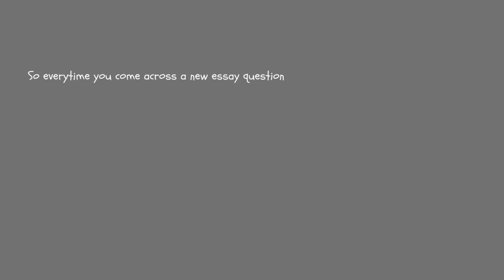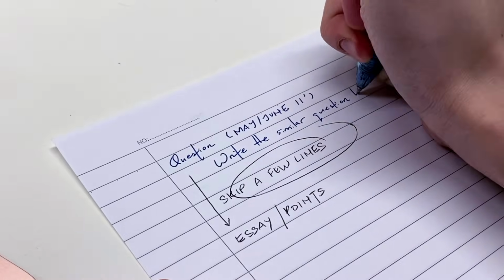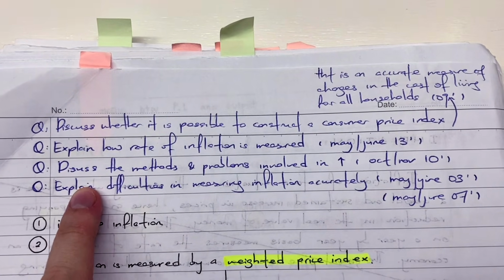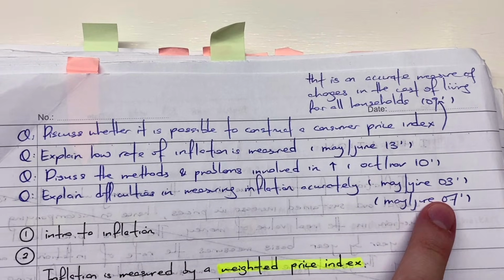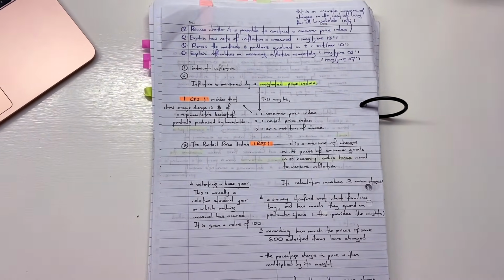So every time you come across a new essay question that has a similar answer to a previous essay question that you have done before, just write the new question at the bottom of the previous question. You can see here that there are several questions over the years that ask about inflation, how it's measured, its problems, and so on. So I just grouped them all together.